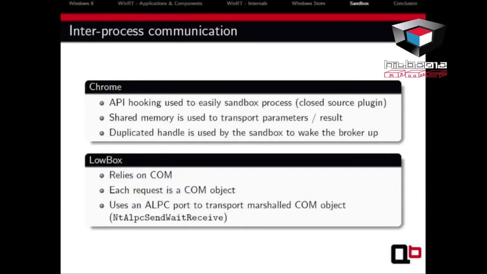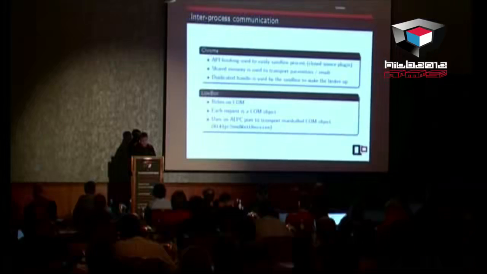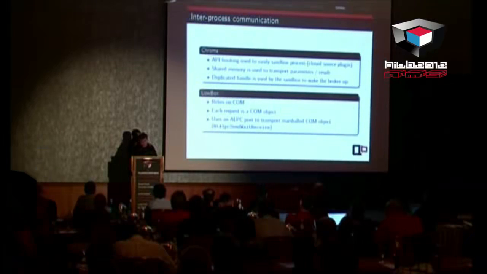Finally, about IPC, Chrome has to overcome a difficult problem because most plugins are closed source and they must be isolated. To do so, they decided to implement API hooking, which allows the closed source plugin to call the equivalent Chrome function and perform the communication with the broker. In order to share parameters and results, they decided to use shared memory and a duplicated handle to allow the sandbox process to notify the broker.